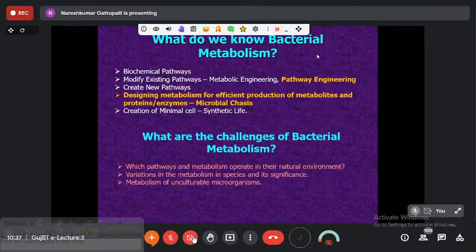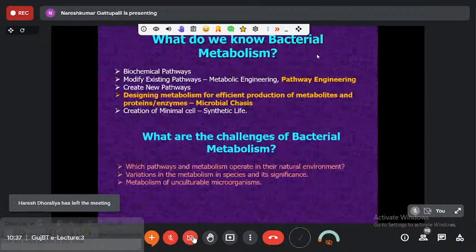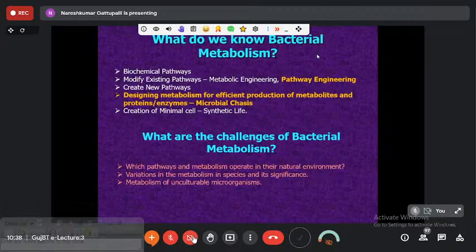Second, variations of this metabolism in species and its significance. That means if you look at the E. coli and if you isolate, let's say, from the different regions of the world, you will have so much variation in their metabolism. So then how do we define that? That is another: species identity and metabolic correlation with the species identity and so on and so forth. That also we don't know.